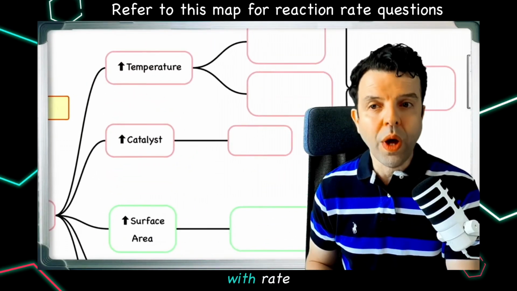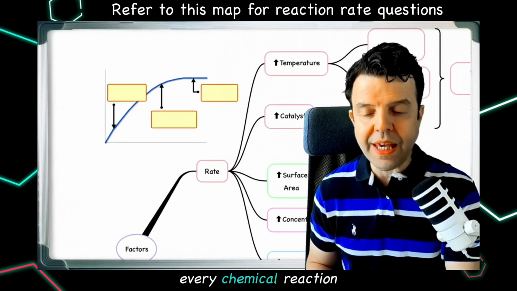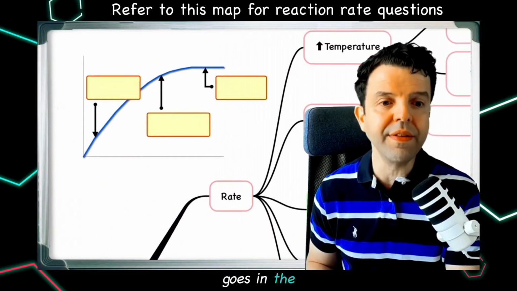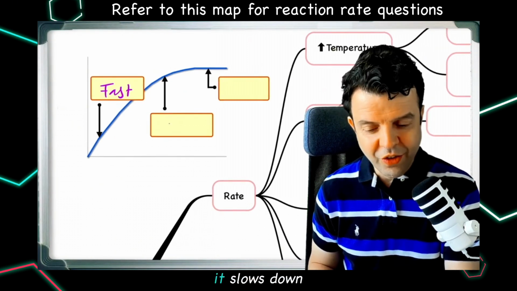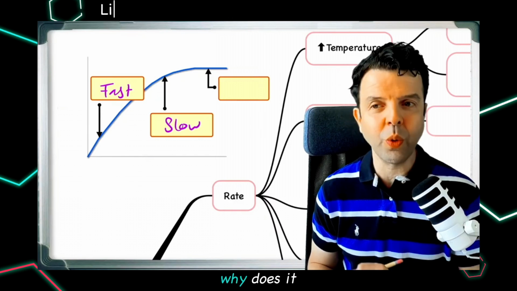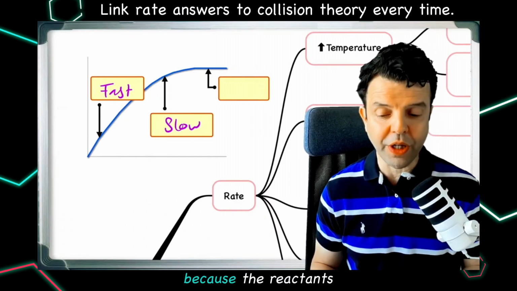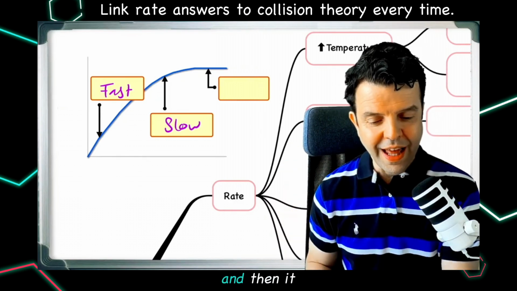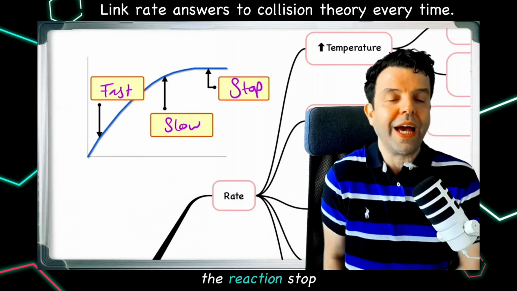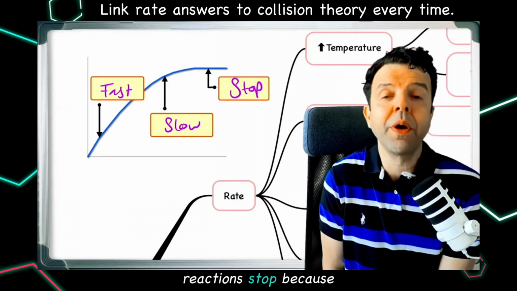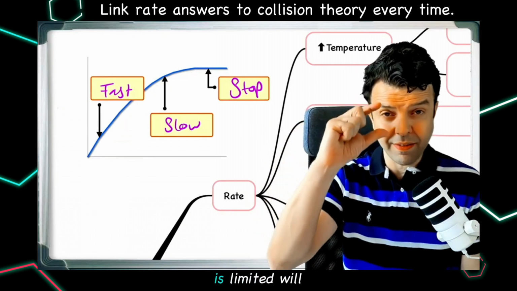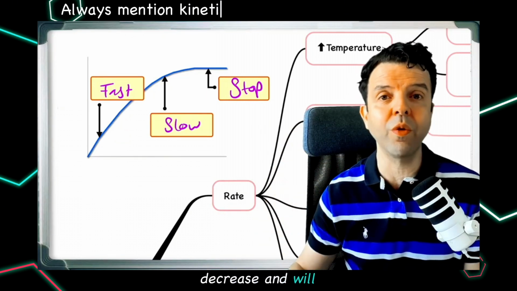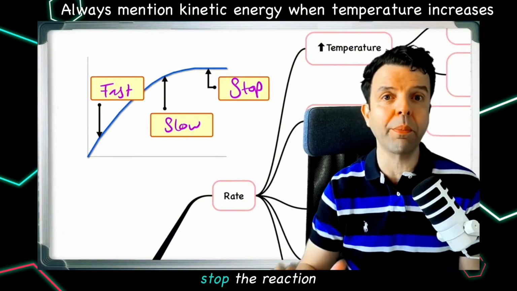First of all, with rate, every chemical reaction goes in the same route. It starts fast, it slows down. Why does it slow down? It slows down because the reactants decrease in amount. And then it stops. Why would the reactions stop? Reactions stop because we use up one of those reactants. The reactant that is limited will decrease and will finish, and that will stop the reaction.